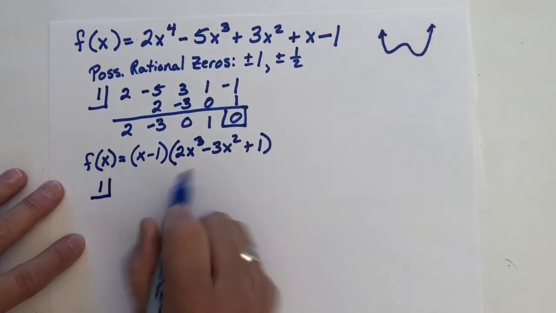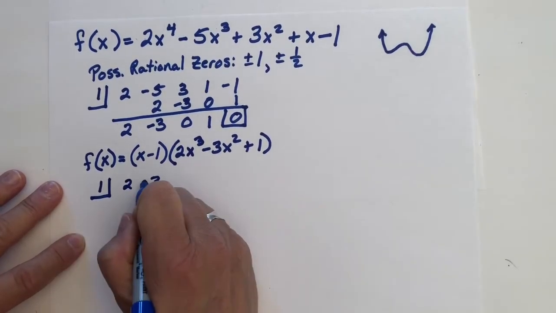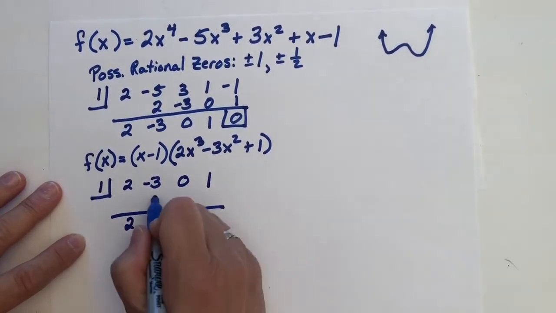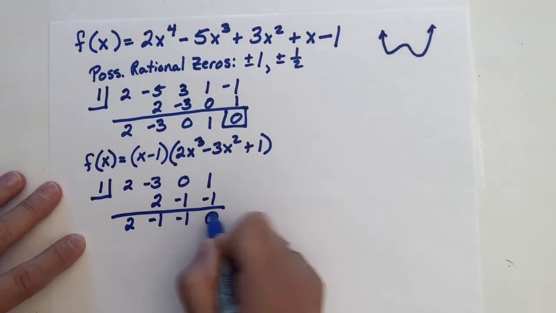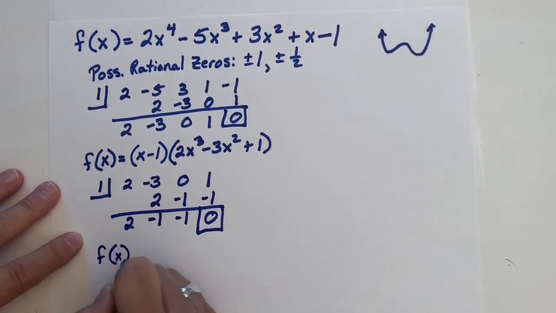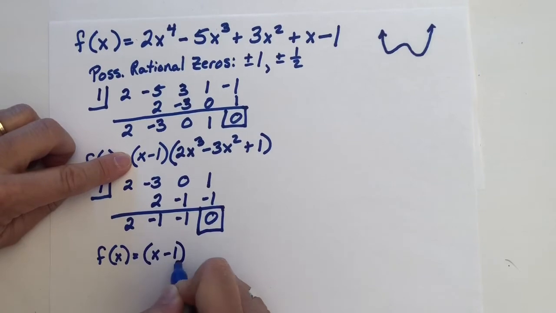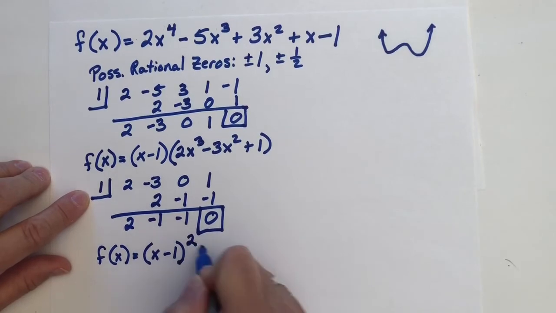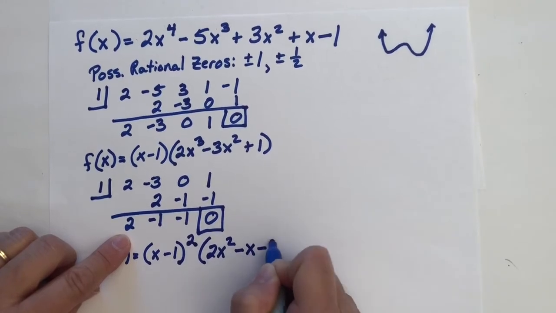So let's continue. Now, remember, I'm breaking down this polynomial, so I use its coefficients: 2, negative 3, 0, and 1. So bring down the first number and use your process of synthetic division. Remainder zero as we expected. So we have f of x equals this x minus 1 right here times another x minus 1 because of this. So I'm just going to write x minus 1 squared times 2x squared minus x minus 1.